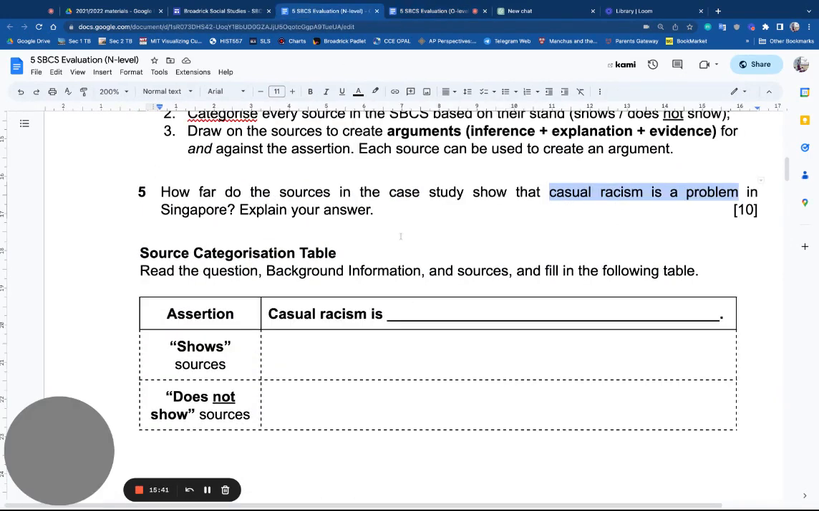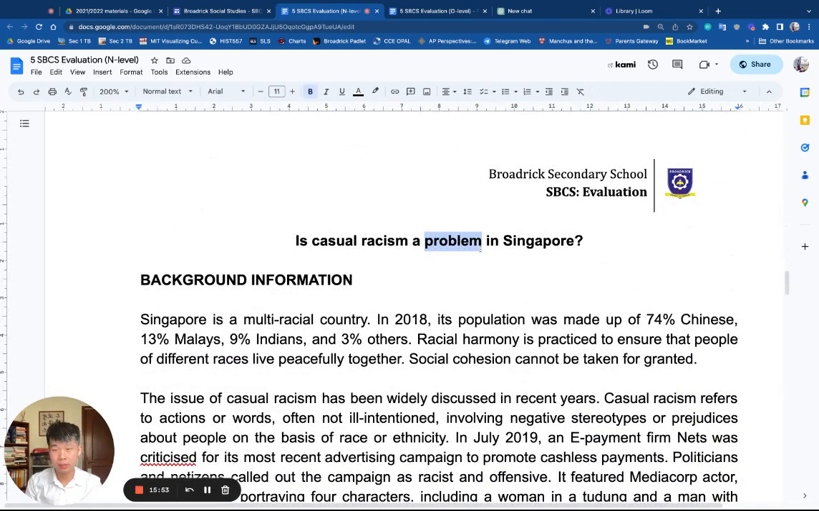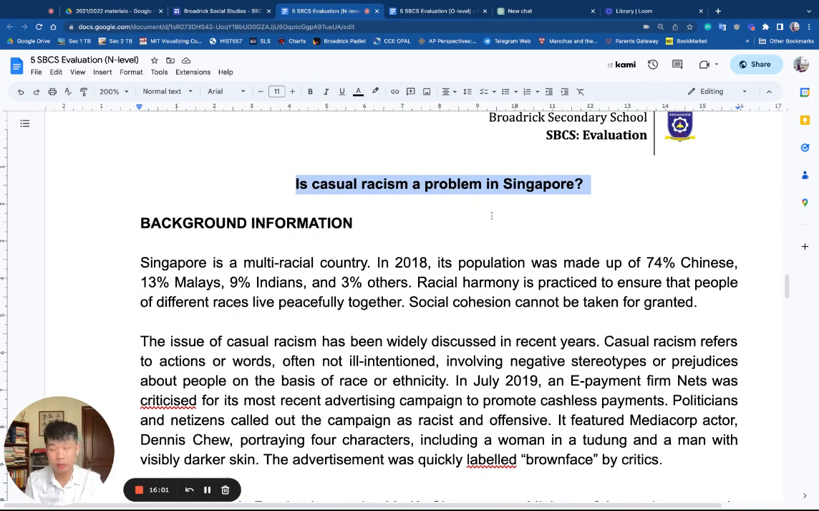If you were an N-level student taking the N-level paper, the assertion in question 5 is casual racism is a problem. The assertion here will be identical to the anchor question. You convert the anchor question into an assertion, and it will be the same idea.